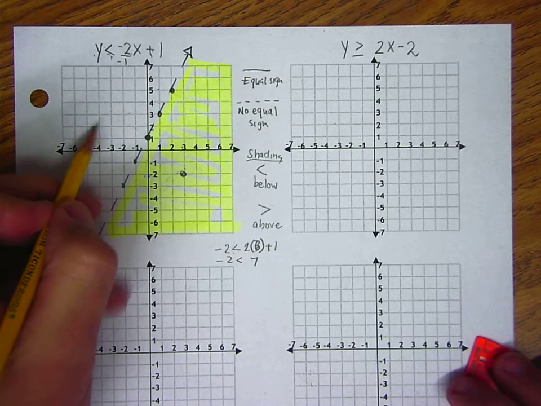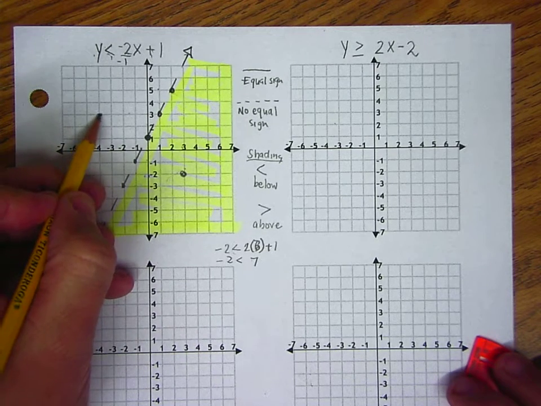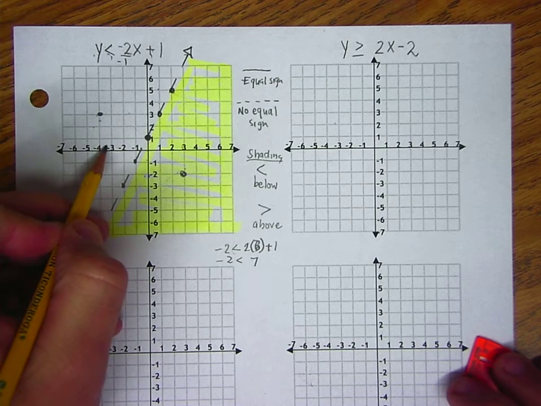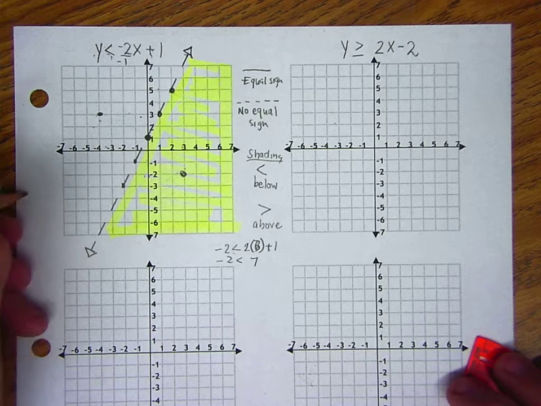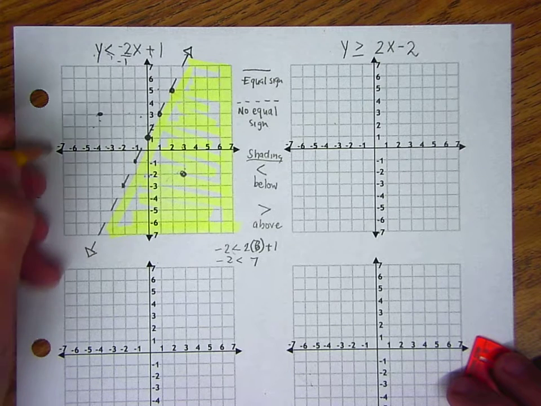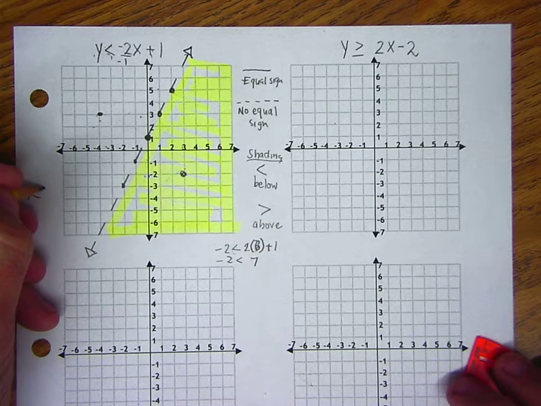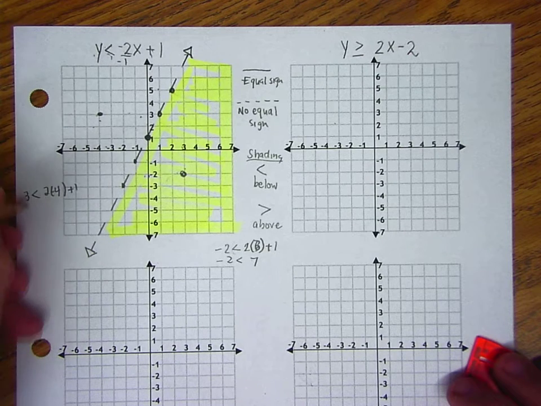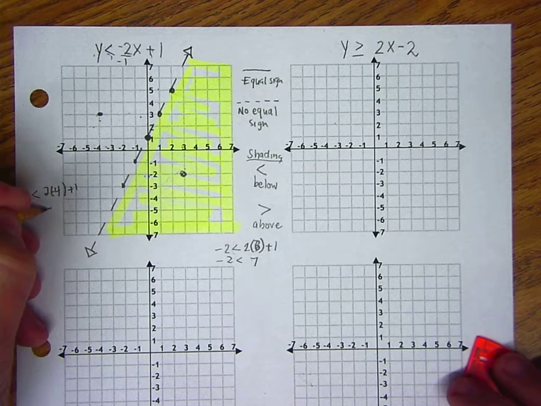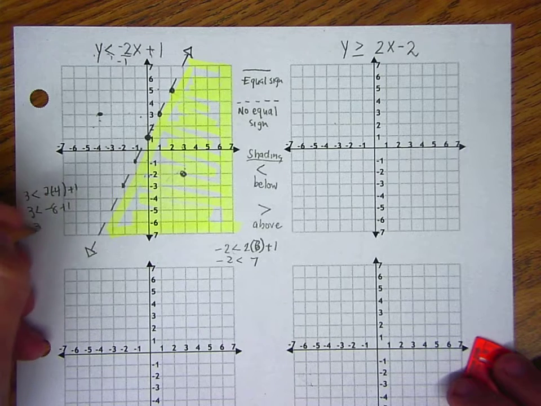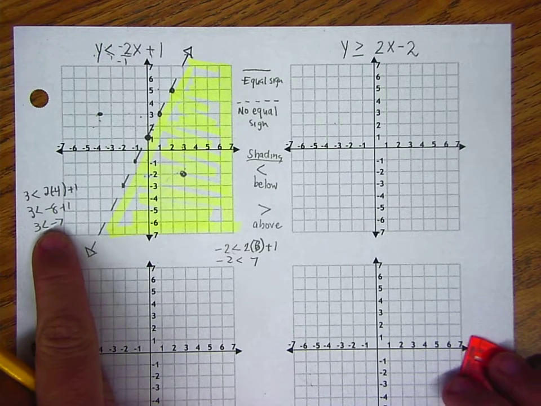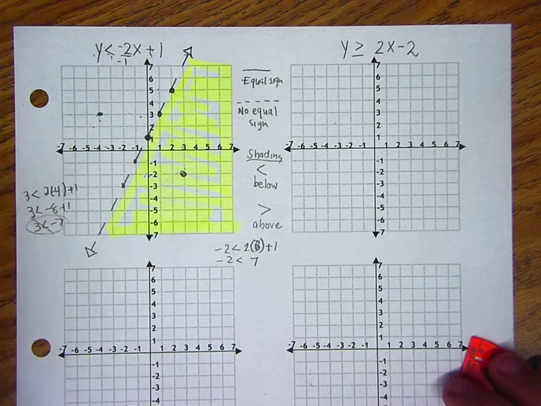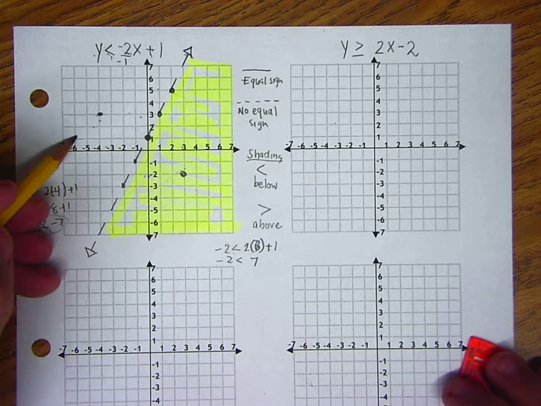The points on this side will not. If I pick that point right there, a negative 4 and a positive 3, you can say 3 is less than 2 times negative 4 plus 1. 3 is less than negative 8 plus 1. 3 is less than negative 7, which is not true. Negative 7 is a smaller number. So this is not true, and the points on this side of the graph do not work.